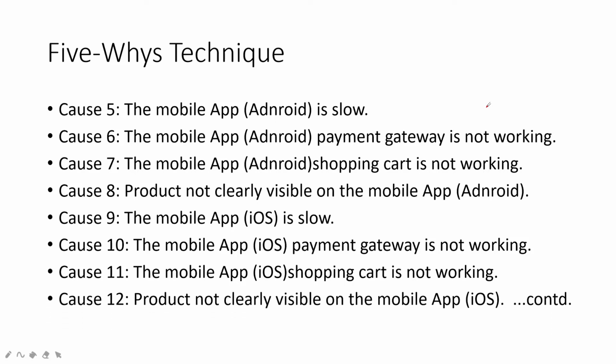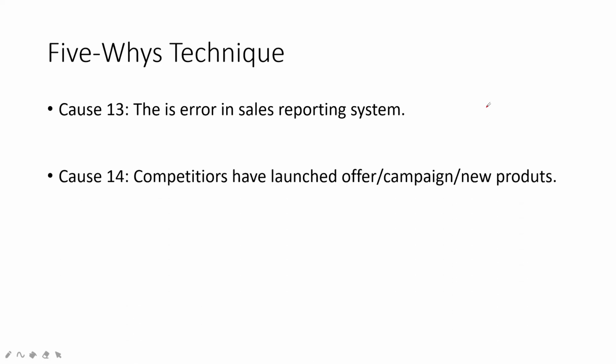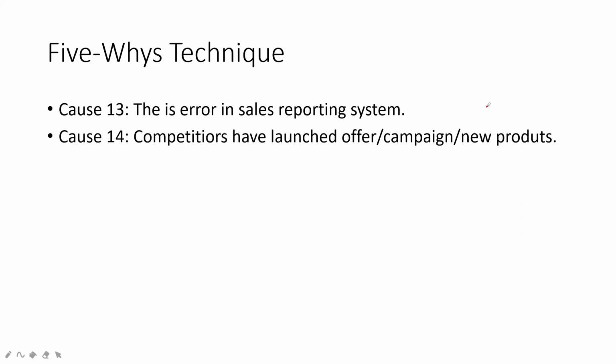iOS app, cause 13 there is an error in the sales reporting system which has reported false sales, cause 14 can be that competitors have launched an offer, campaign or new products. This is a simple technique where you keep asking further and further questions until you get to the root reason for the problem.